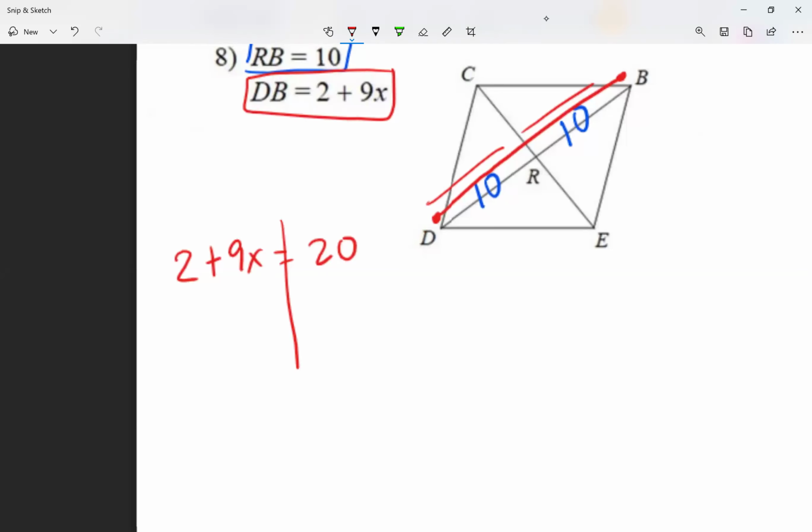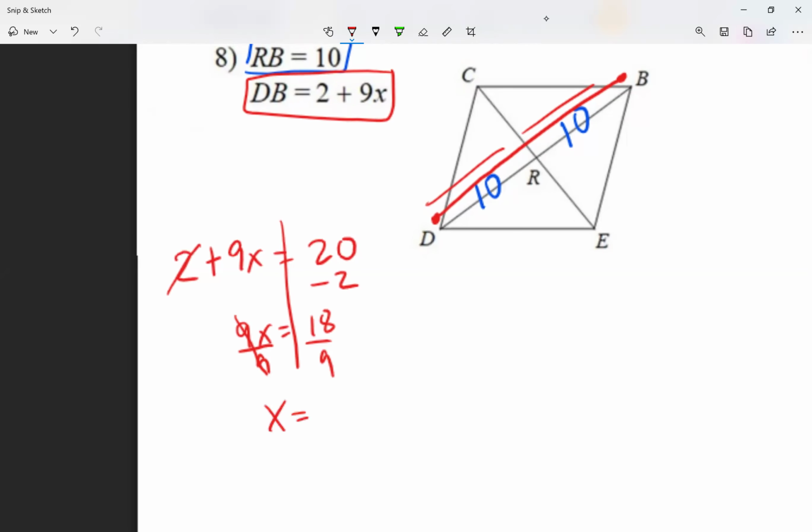Let's separate through the equal sign. I want the 9x by itself. So the plus 2, I'm going to move over as a minus 2. So I get that 9x is equal to 18, right? 20 minus 2 is 18. Let me divide both sides by 9, because 9 divided by 9 is 1. So 1x is equal to 18 divided by 9, which is 2. So x is equal to 2.